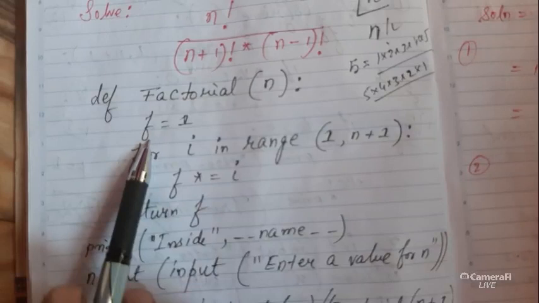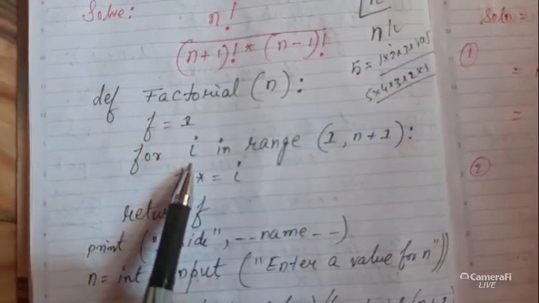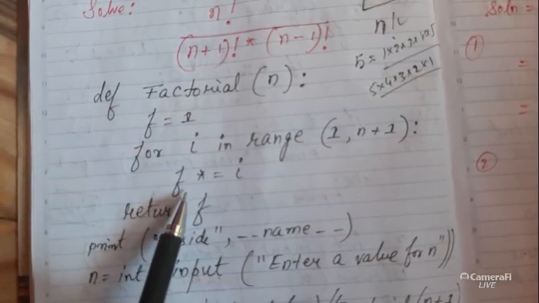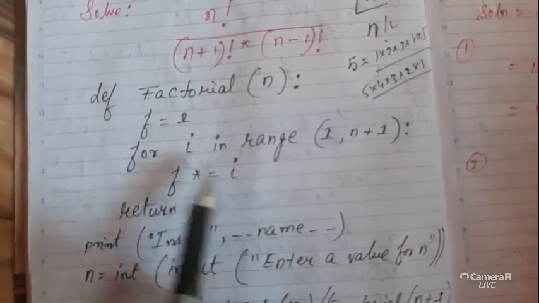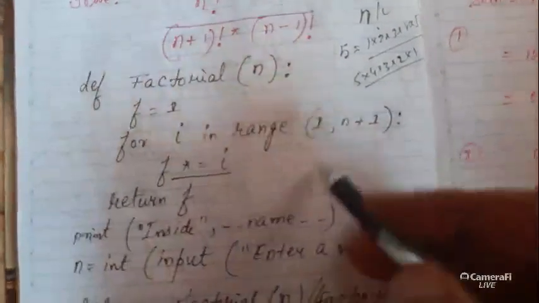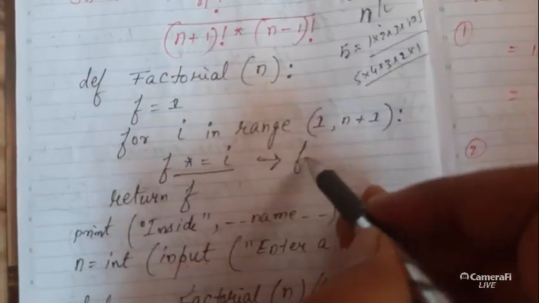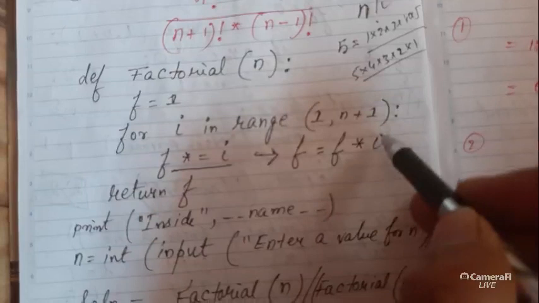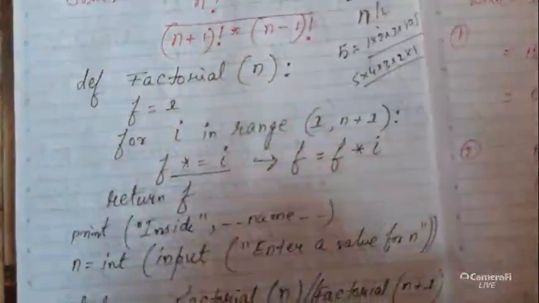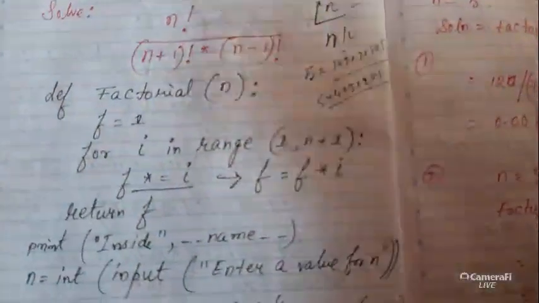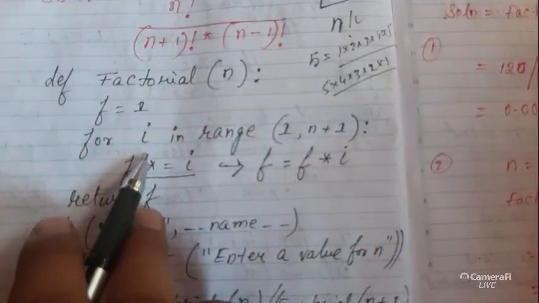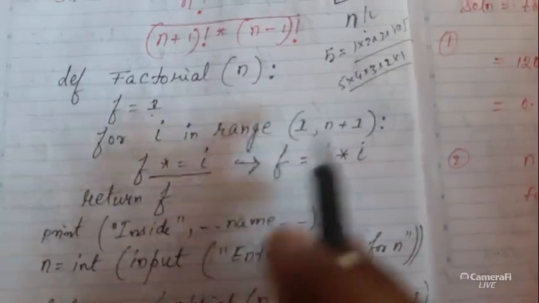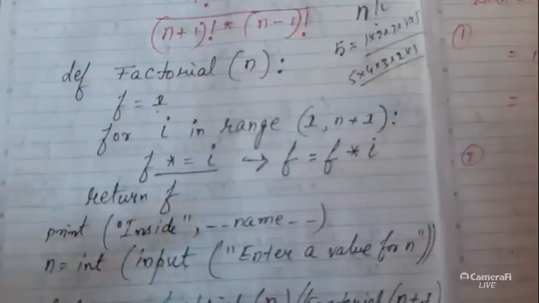Here I have taken one variable, f equals 1. Then for i in range(1, n+1), and then what are we writing? f *= i. What is the meaning of this line? If we expand it, we can write it this way also: f = f * i. That means it will continuously multiply with the value of i. Initially the value of f is 1 and it will keep multiplying by the values of i.